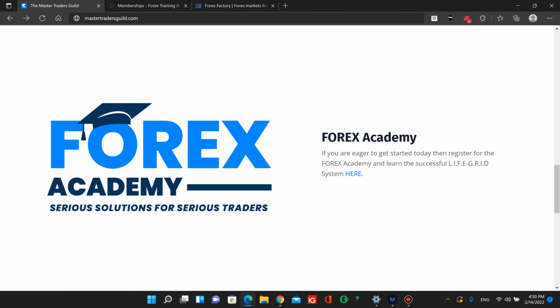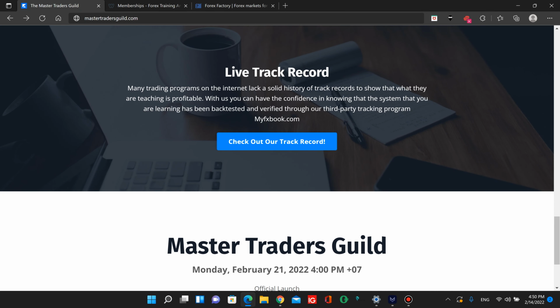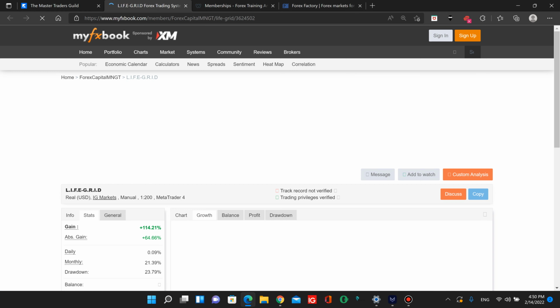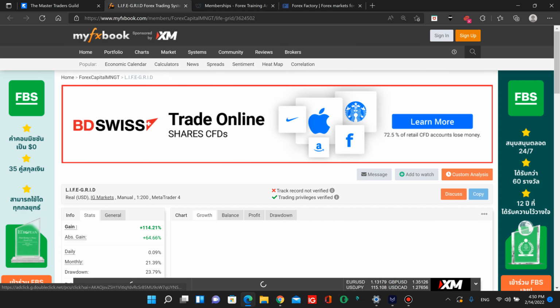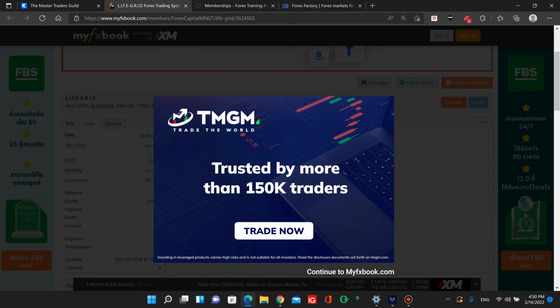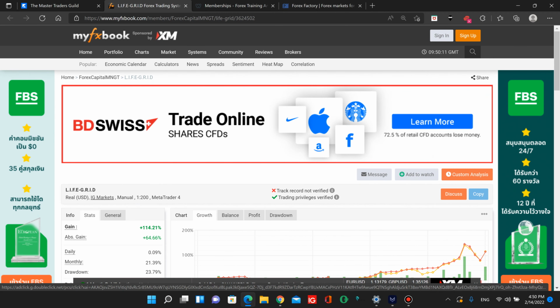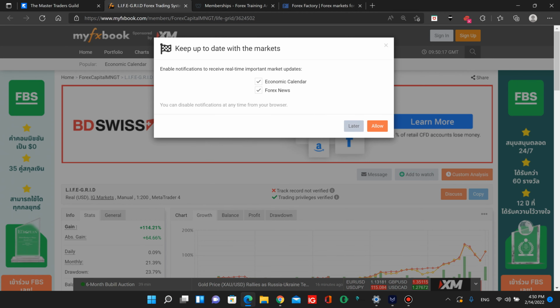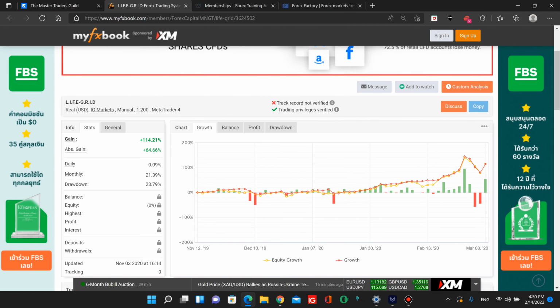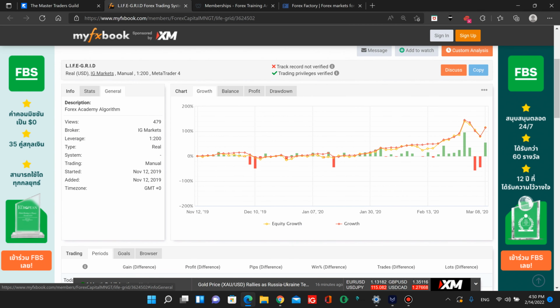I would also like to show you all the track records. There are track records involved in this, and I like to be as transparent as possible. I use a third-party tracking software called MyFXBook. It's official and legitimate, and most brokers in the industry today connect with them. As you can see, the LifeGrid system is what I was using to teach my students, and this is what I train everyone on.